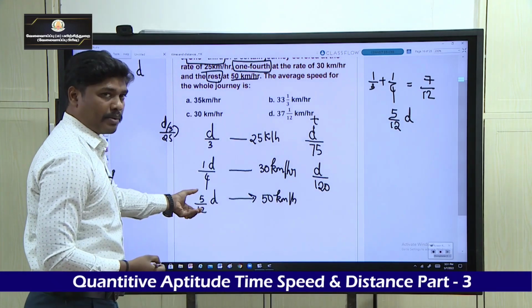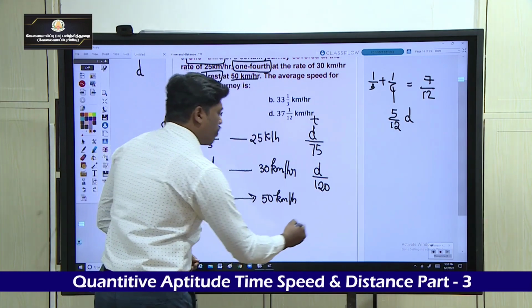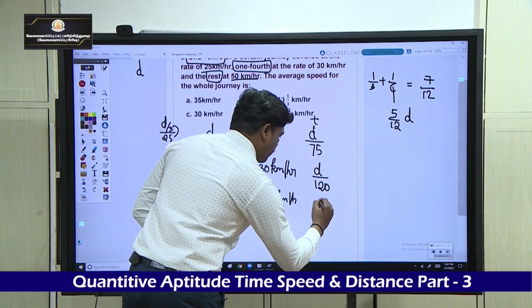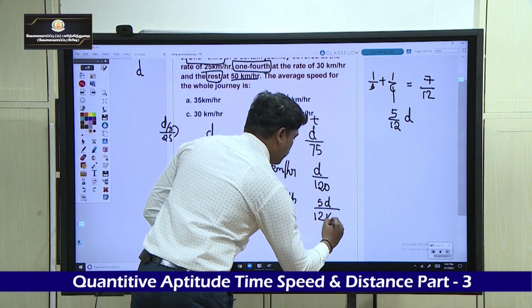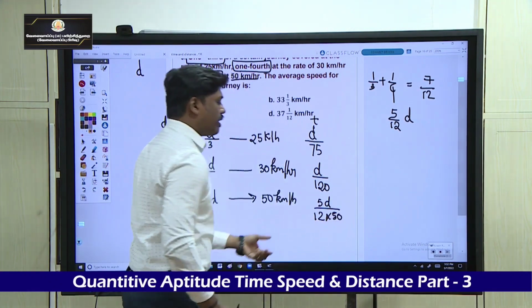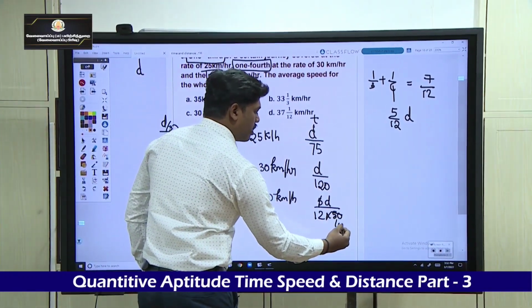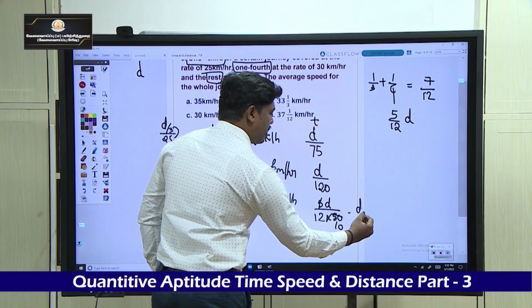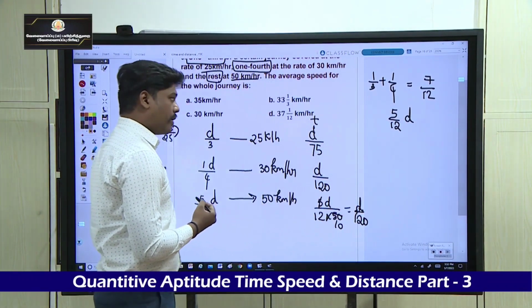Okay, we are having the same distance and the time. Speed. What would be the time taken here? 5 into d divided by 12 into 50. Distance by speed. So 5 ones are 5, 5 tens are 50. So you will be getting the time as d by 120.